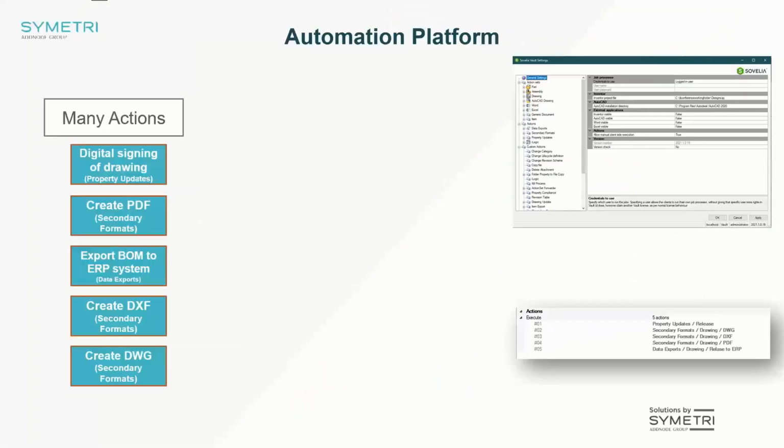So, as I say, we mentioned a lot of actions occurring, stuff like updating properties, stuff like creating a PDF, stuff like exporting a bill of material, exporting a DXF file format for a laser cutting machine and so on, or creating a DWG. We can even automate the process of creating an AutoCAD DWG from an Inventor DWG, stuff like that, which would be a tedious and manual step for a typical CAD user.